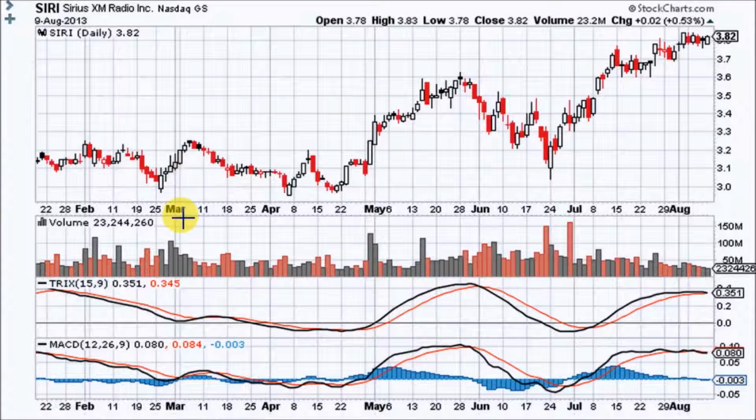So what you're looking for here, the signals come with signal line crossovers. That's where the TRIX crosses either down or up through the red signal line. The other type of signal is center line crossovers. Just like the MACD, the center line is set at 0, and anything above 0 is bullish and anything below 0 is bearish. You can also look for bullish and bearish divergences.